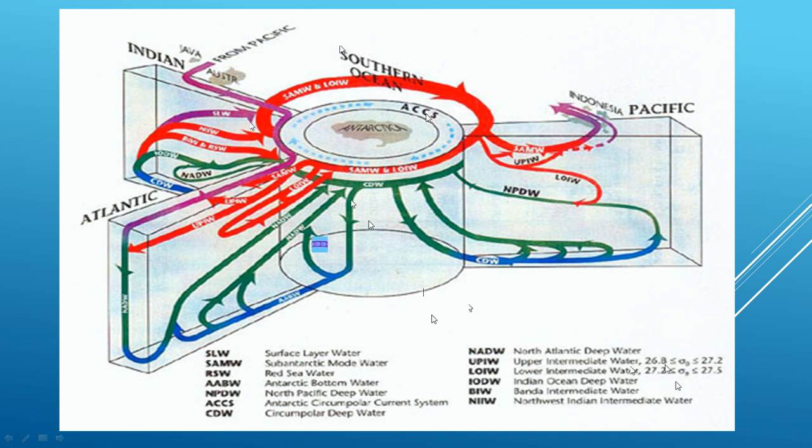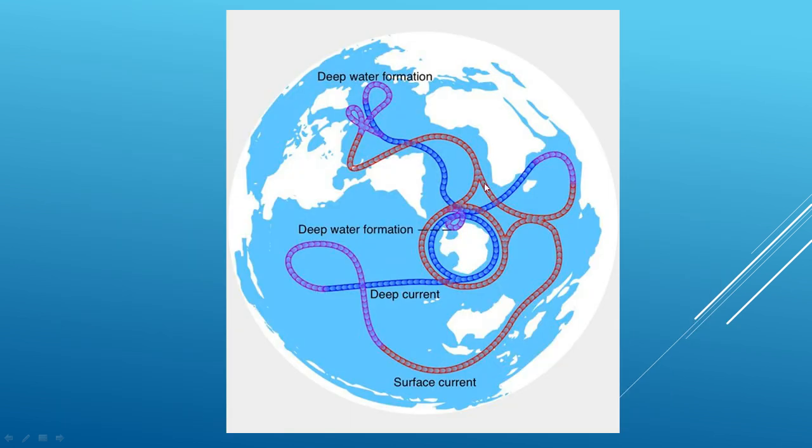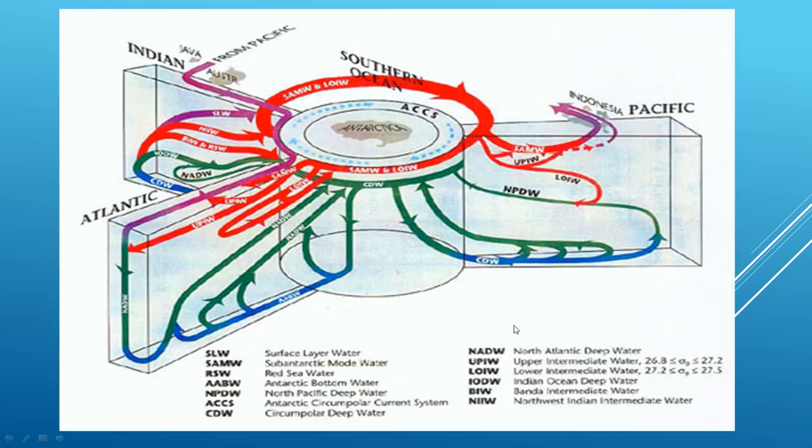I think this shows it a little more dramatically, because this is a 3D representation, as opposed to more of a 2D representation. But that is the complexity. It gives you an idea of the complexity of what's going on, how what goes on in the Southern Ocean is really connecting all the oceans.